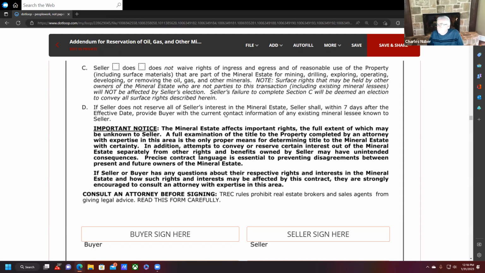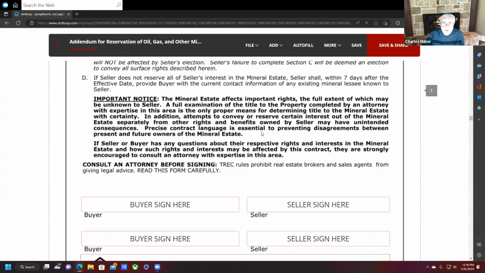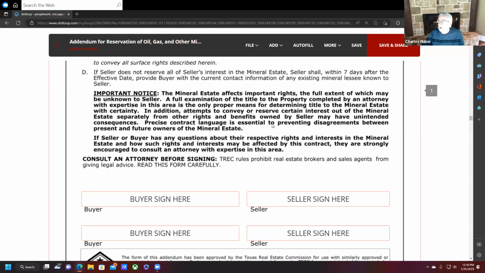Cherokee Horn went belly up. They went broke. And because they went broke, Exxon, XTO came in and took over all the mineral leases. So Cherokee Horn's phone number doesn't work. Therefore, if there's a mineral lease and there's going to be reservation of that mineral lease, or it's going to transfer, you need to know the current contact number of whoever holds that lease. And hopefully you have a copy of that lease as well, if you have the listing.